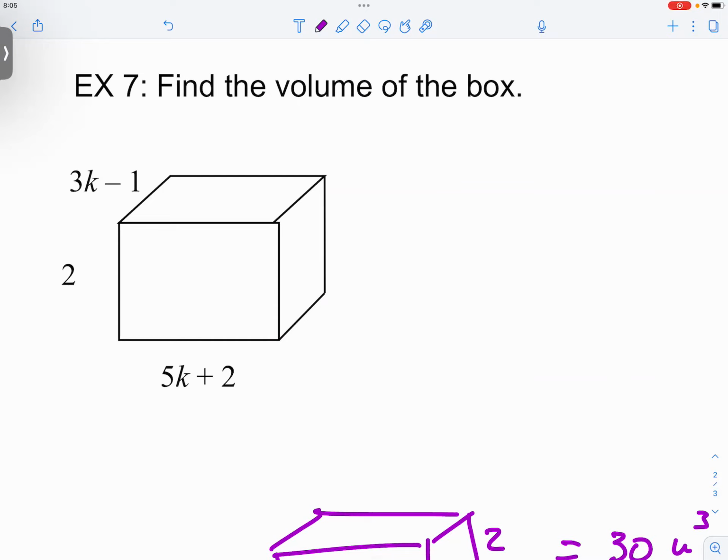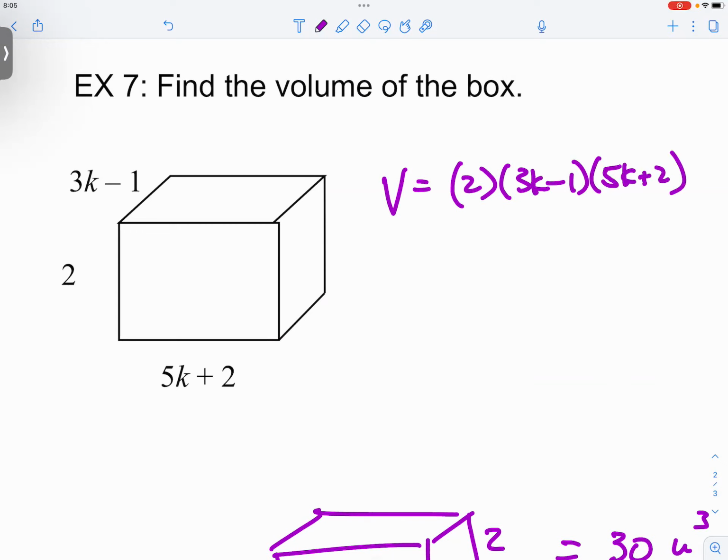So we have a box. What is the volume of the box? It's very important that you write down the V because you want to tell the world that you're calculating volume. So you have 2 times (3k minus 1) and (5k plus 2).